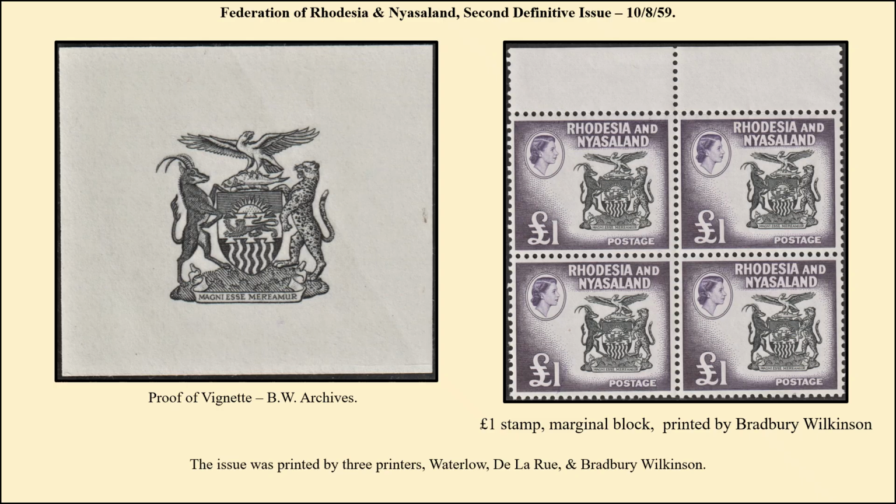The interesting point here is that it shows the badge, the eagle for Northern Rhodesia, which was eventually to become Zambia, the sable antelope of Southern Rhodesia, which was eventually to become Rhodesia and then Zimbabwe, and the leopard of Nyasaland, which was eventually to become Malawi.